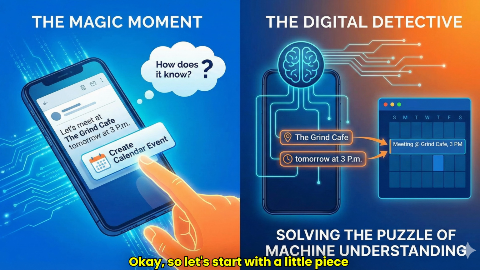Okay, so let's start with a little piece of everyday tech magic that you've probably seen 100 times. You get an email, right? It says something like, "Let's meet at the Grind Cafe tomorrow at 3 p.m." And boom, your phone instantly suggests creating a calendar event. How in the world does it know that the Grind Cafe is a place, or that tomorrow at 3 p.m. is a specific time? That's the puzzle we're going to solve today.